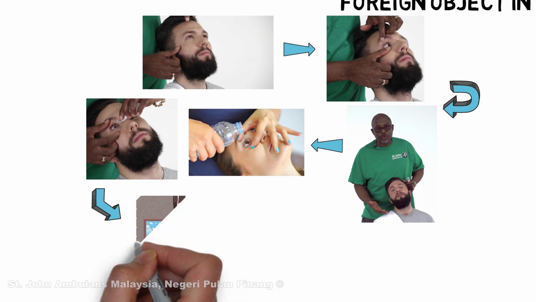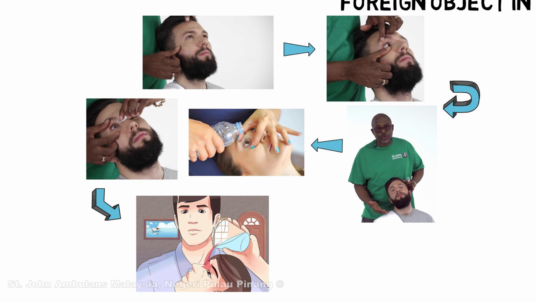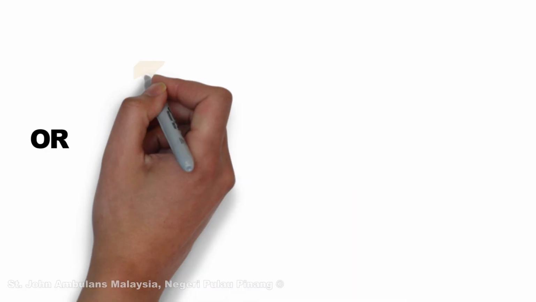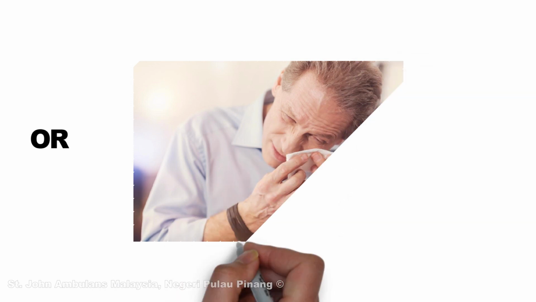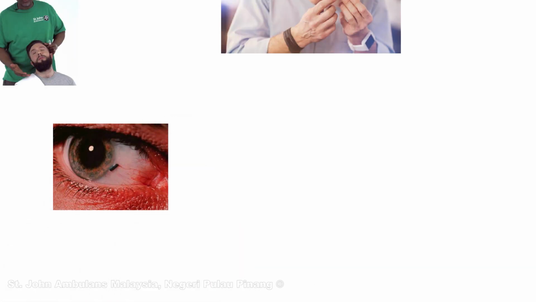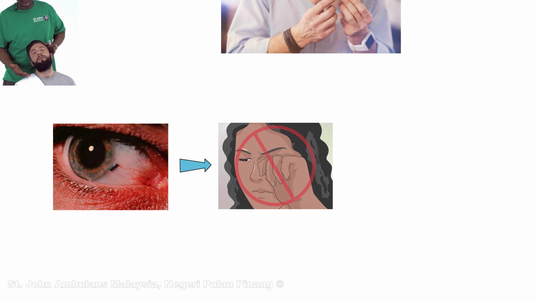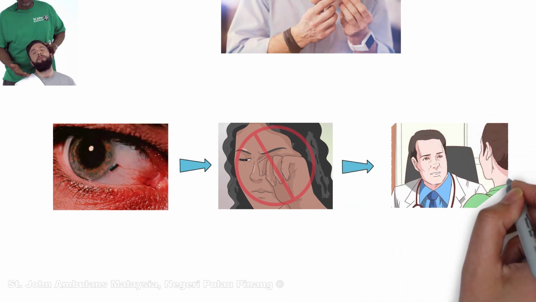Hold his eye open and pour water from the inner corner so that the water will drain on the towel. Try remove the object by using a moist swab or a clean handkerchief. If the object is still intact, advise the casualty not to rub his eye and seek for medical advice immediately.